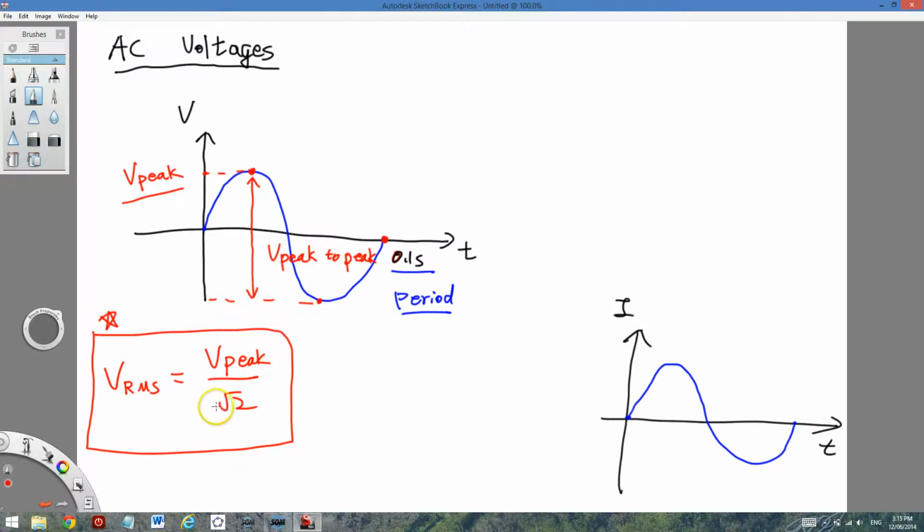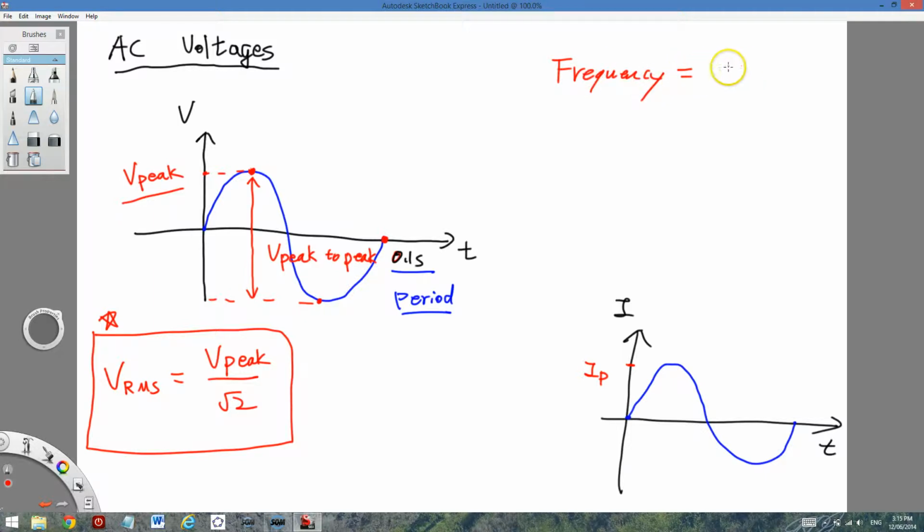Let me do an example later, but in the meantime, just let me explain. For current, it's the same thing. We have peak current, peak-to-peak current, and RMS current. That's it. Also, there are two ways of describing the period of an AC current or AC voltage. One is the period, the other one we call frequency.